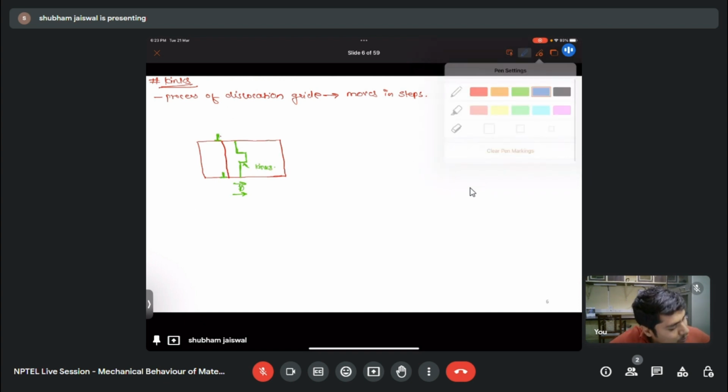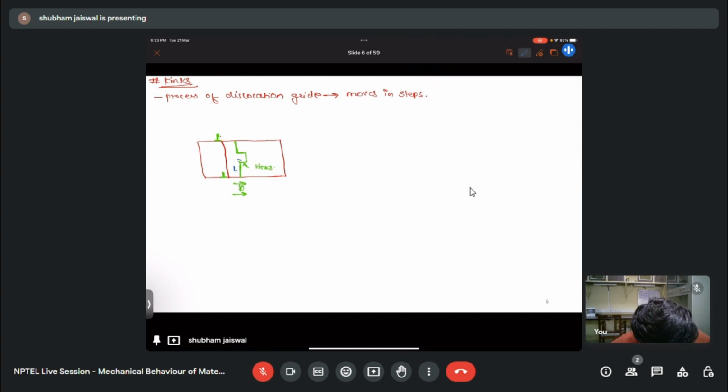Let's say this is my section L, this is my section M, and this is my section N. As the dislocation moves, these kinks then move across. These kinks move laterally, and it will result in the average displacement of the dislocation.